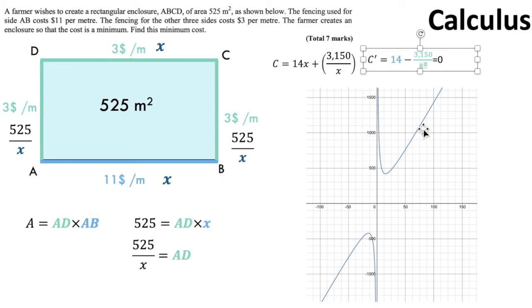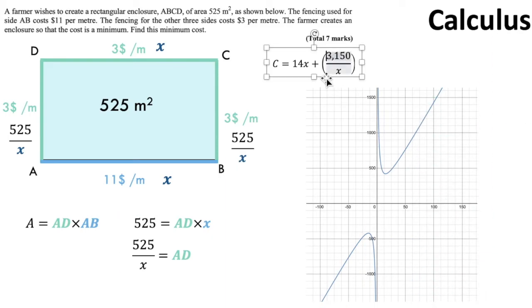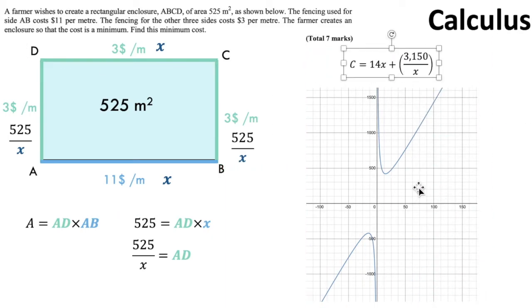So let me show you how to do it if you don't use calculus. It's very easy. You pretty much just go into your calculator, and then you use the option to find a minimum point. You'd find it right here, and this one looks like this.